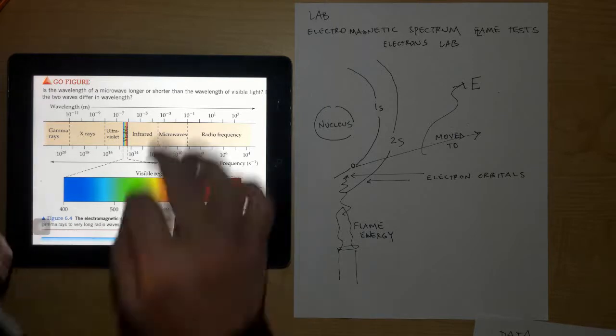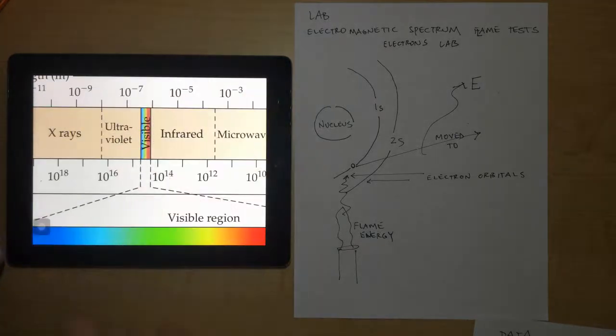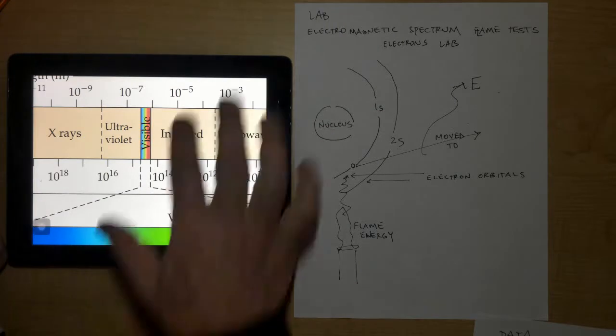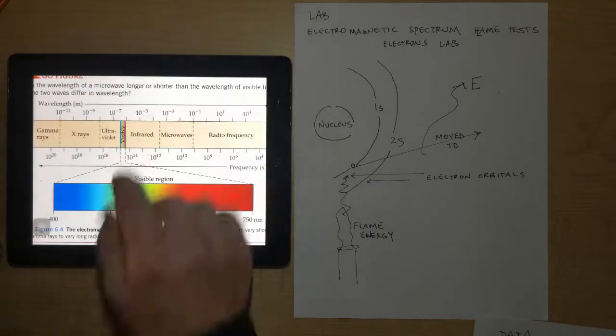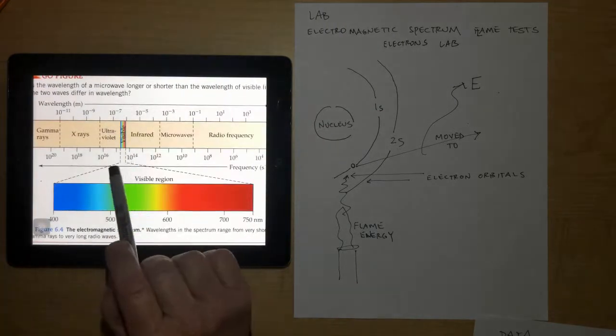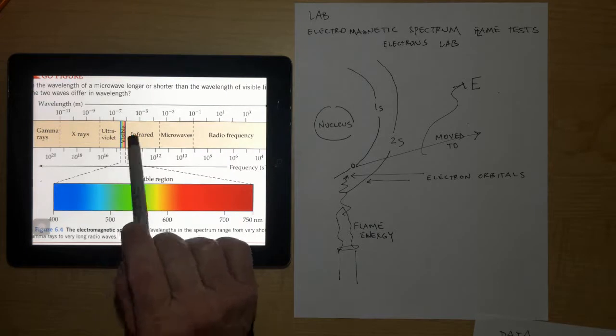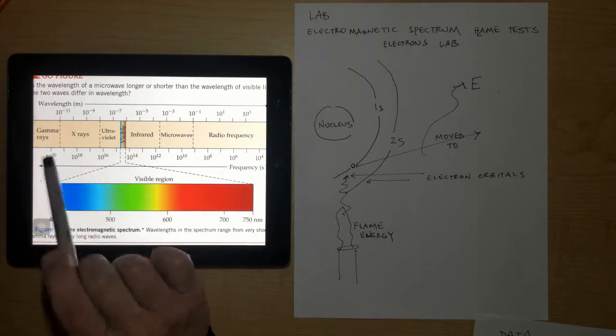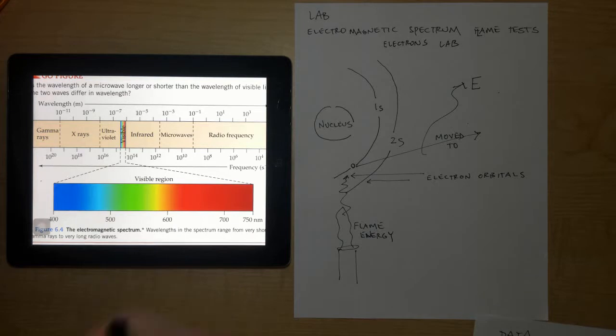And in the middle, there's a small little slice that is red, orange, yellow, green, blue, indigo, violet. This is the only part of the electromagnetic spectrum that we can actually visibly see. All the rest is invisible. It's still energy, it's just we can't see it with our eyes.